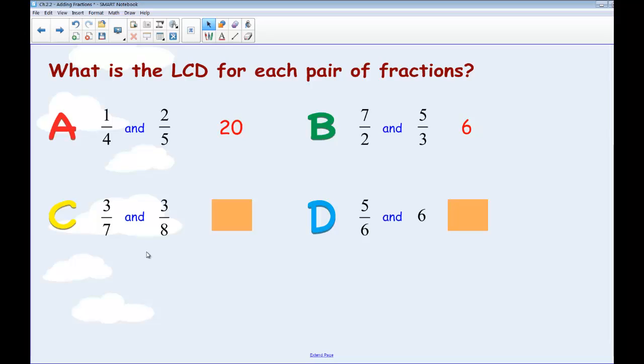If we applied the same technique to question C, 7 and 8, we get an LCD of 56. And in the final question D, we have 5/6 and 6, which is really 6/1. So therefore the LCD is 6.